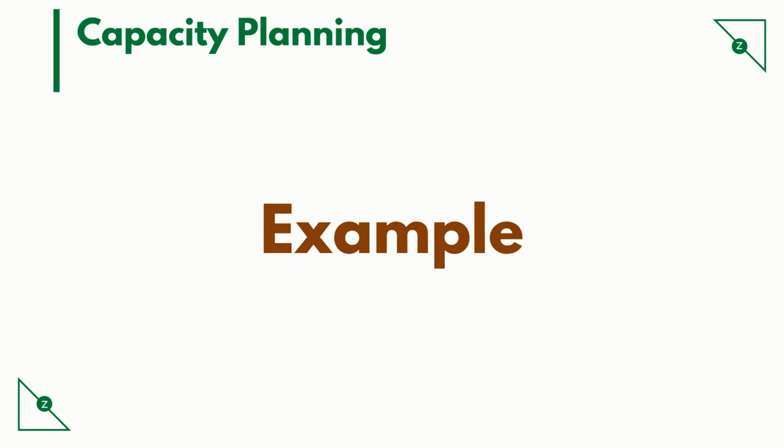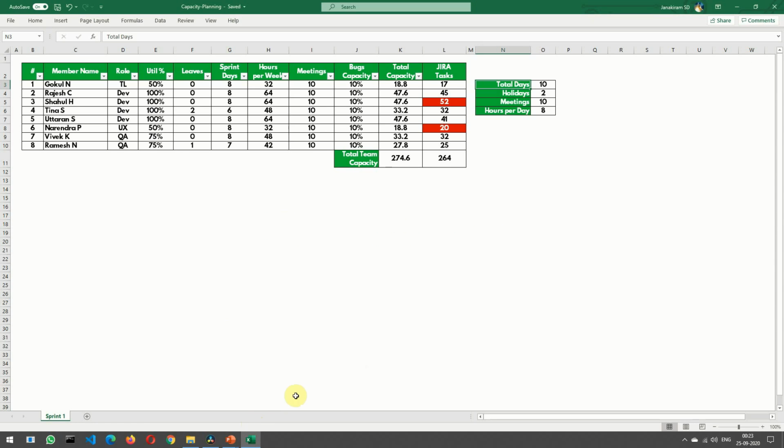Now, let's look at an example. Here is an example capacity planning sheet in Microsoft Excel. Now keep in mind that the same functionality can be achieved using any modern tool like Azure DevOps or Jira. If you look at the sheet, on the left hand side we have the team members. We have total of 8 team members, out of which we have a technical lead, we have 4 developers, 1 user experience and 2 QA.